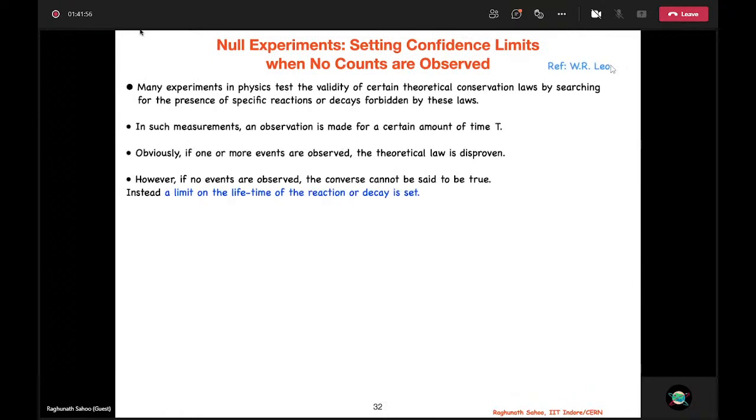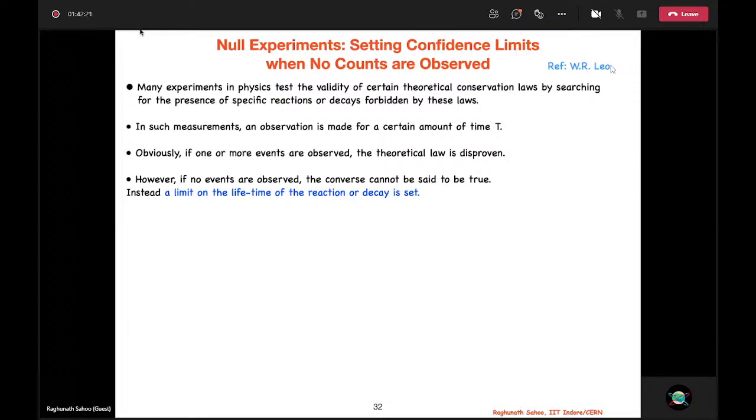I told you that sometimes in null experiments we set confidence limits when no counts are observed. I think we should discuss that, because there are many experiments where no results are expected and we have to give a certain confidence limit. So how is that done? Let me quickly go over this, and then we'll come back to the master formula for error propagation.